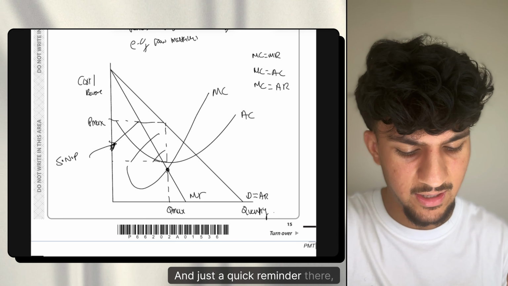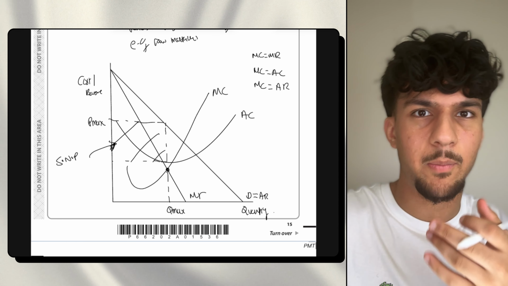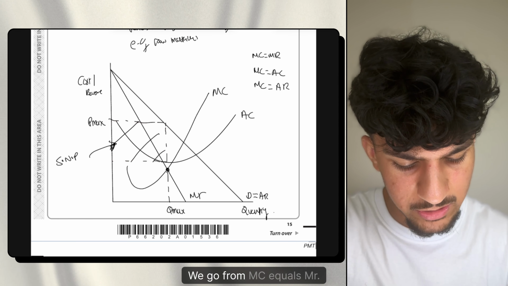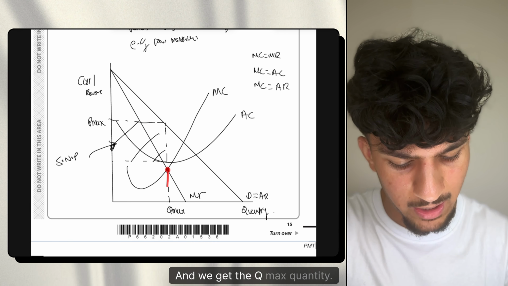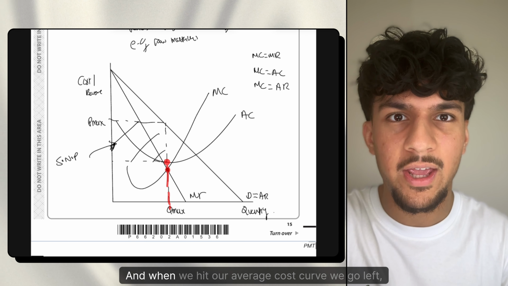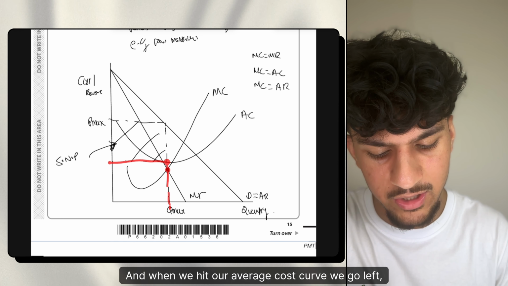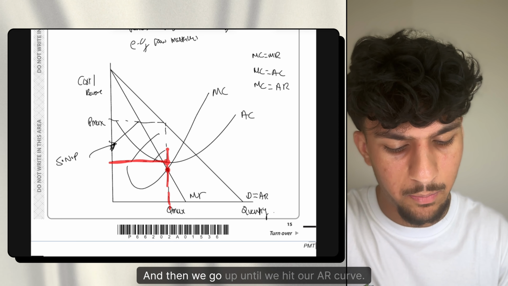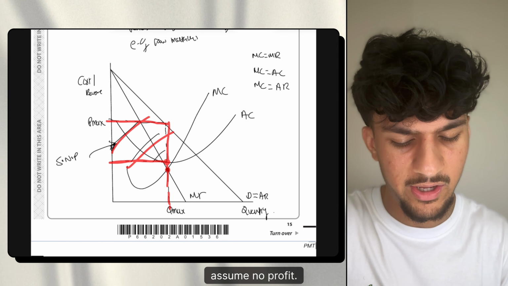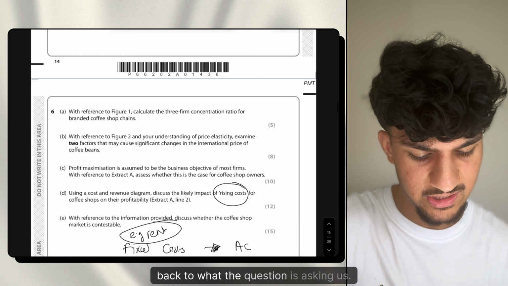And just a quick reminder, since some students might not know, how do we get the box of supernormal profit? We go from MC equals MR, and we get the Q max quantity, and we go up until we hit our AC curve. When we hit our average cost curve, we go left, and that is our first line, and then we go up until we hit our AR curve, and that is our second line. That's the box of supernormal profit. But back to what the question's asking us.